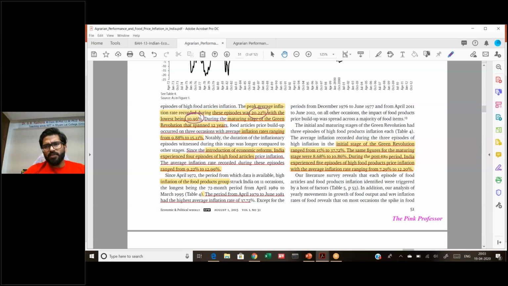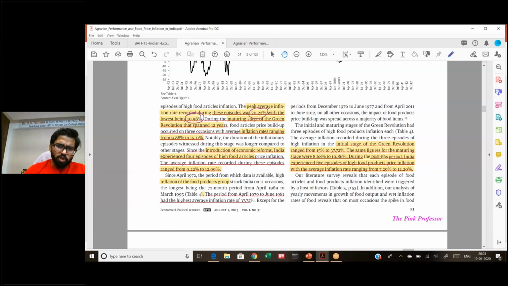Perhaps because of the fact that there was no yield improvement. Apart from that, there were other reasons as well in this period. You had two wars in this period, and then you had the OPEC crisis. So there were other factors because of which the prices had increased.